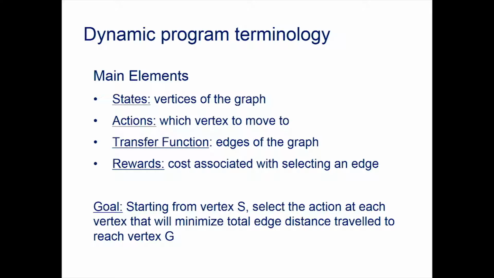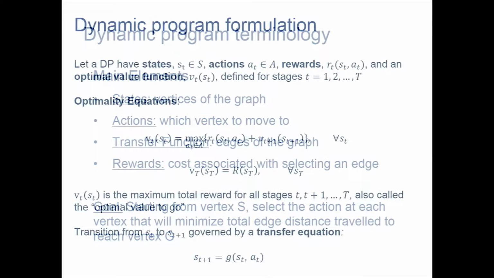Okay. So more about terminology here. I'm going to talk about states. In that example, it's vertices of the graph. Actions are which vertex to move to, or which edge. There's a transfer function. That's a mapping from the current state and action to the next state. And then rewards. In this case, it's the cost associated with selecting an edge. So the goal is to figure out the optimal path from S to G, and in the process of that, you figure out the optimal action to take in every state of the system. Okay. So I think that's 101.